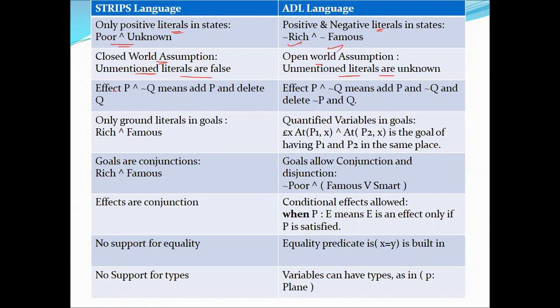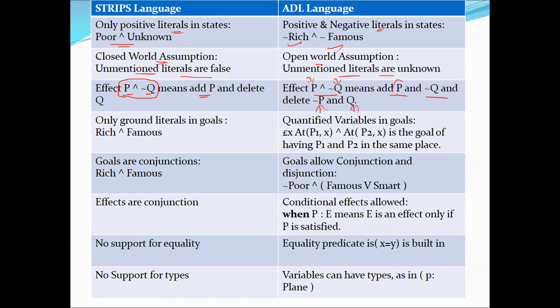It's not that they are false. Are you getting it? Effect of P and not Q in case of STRIPS. As you know, STRIPS does not have any negative literal. So if we want to do something like this, P and not Q, it means we add P and remove Q, because STRIPS will not allow the negative literal itself. So whenever you want to do something like P and not Q, it means P will be added to the knowledge base and Q will be deleted. That's the meaning. Whereas in case of ADL, P and not Q means it will add P and not Q. P also will be added, not Q also will be added. And not P will be deleted, Q will be deleted. Its opposite things will be deleted.